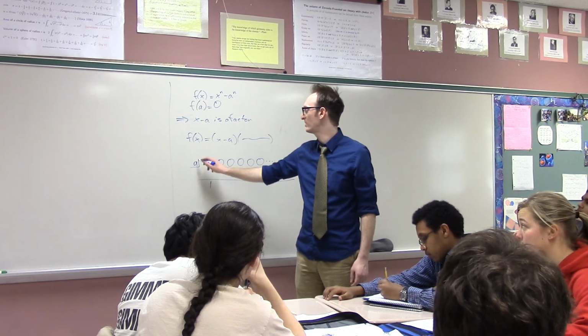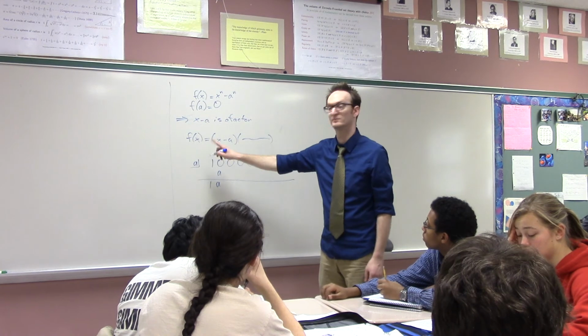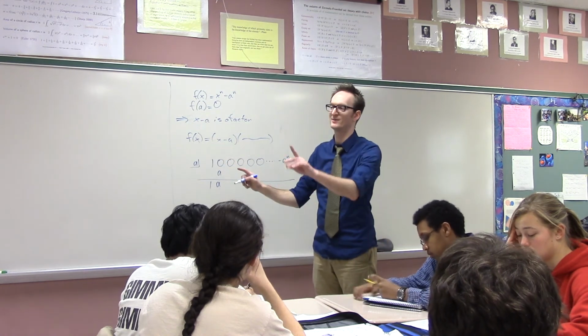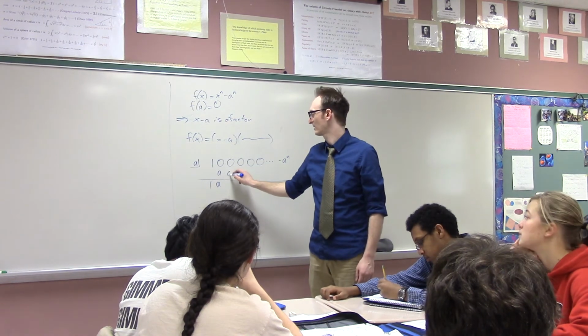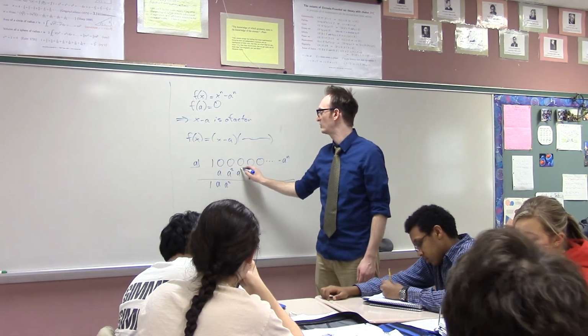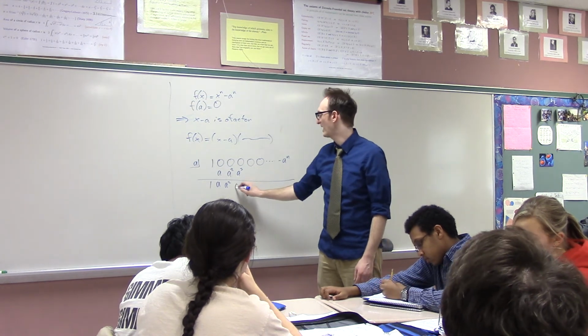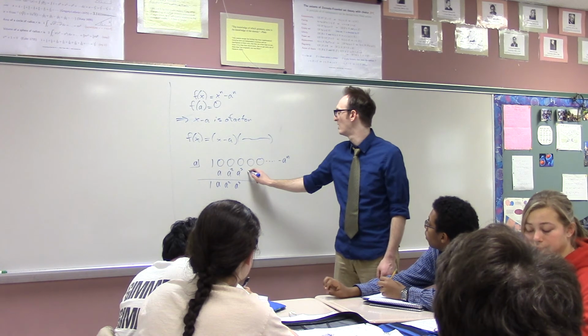Bring down the 1, multiply by a. Then I get an a. Bring down the a, and then a squared. Add, I get a squared. Multiply, I get a cubed. Is everyone following this? And then add, I get a cube. Okay, I'm getting tired of doing this, so I'm just going to throw in some dot, dot, dots pretty soon.